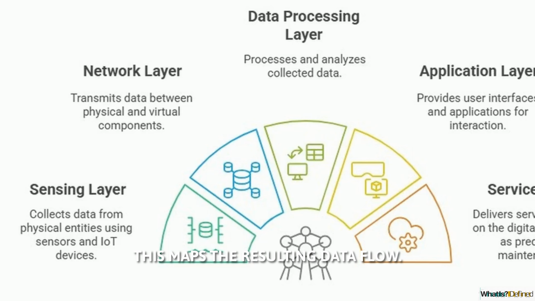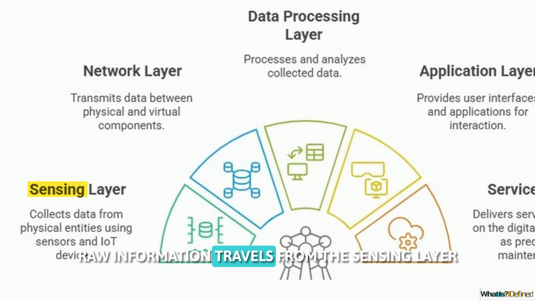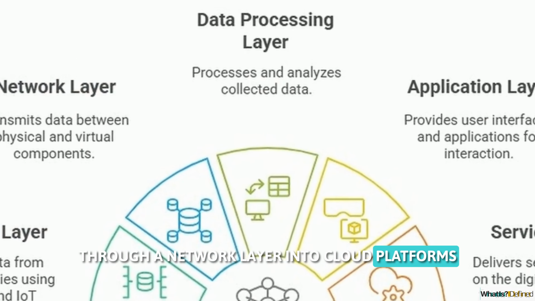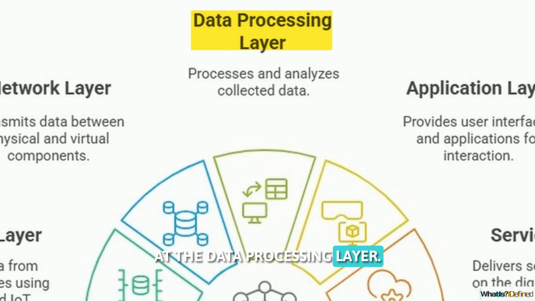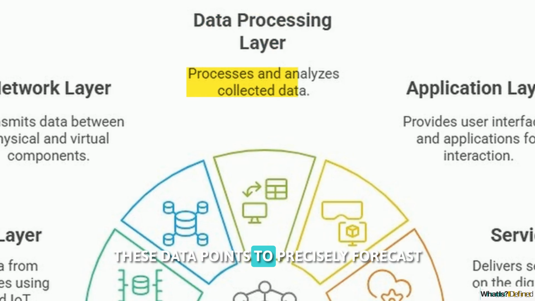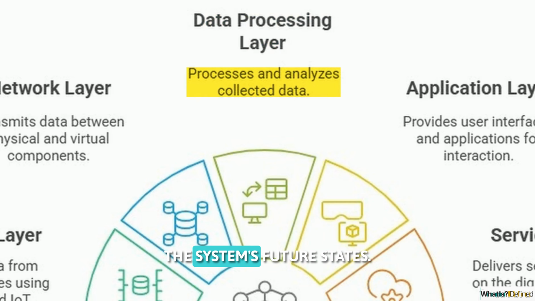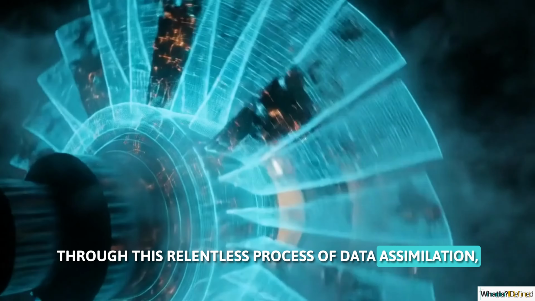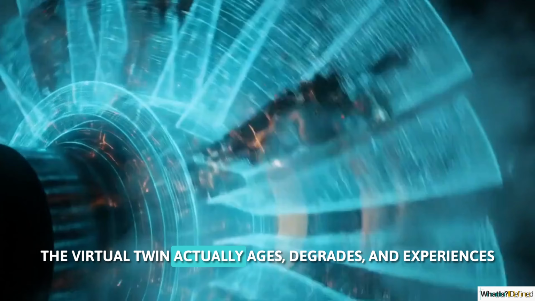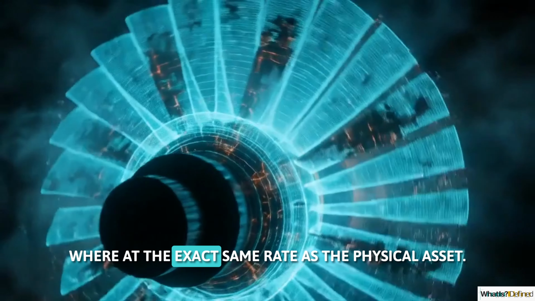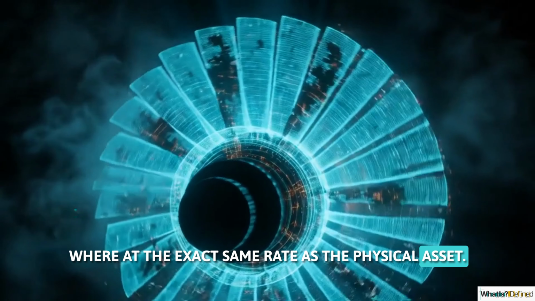This maps the resulting data flow. Raw information travels from the sensing layer, through a network layer, into cloud platforms. At the data processing layer, AI and mathematical models interpret these data points to precisely forecast the system's future states. Through this relentless process of data assimilation, the virtual twin actually ages, degrades, and experiences wear at the exact same rate as the physical asset.